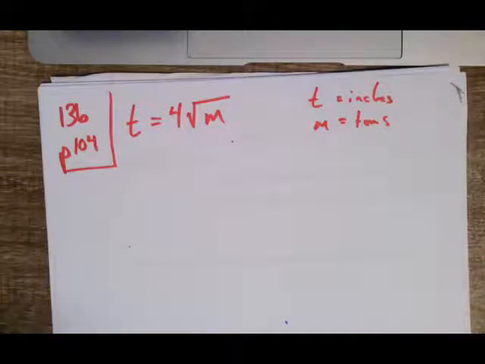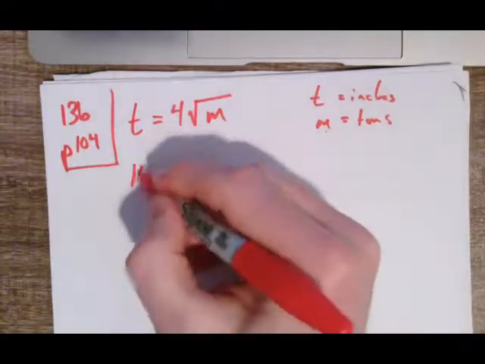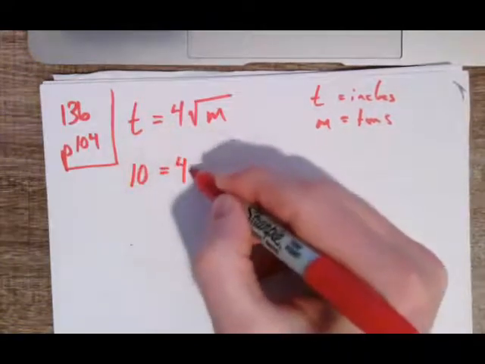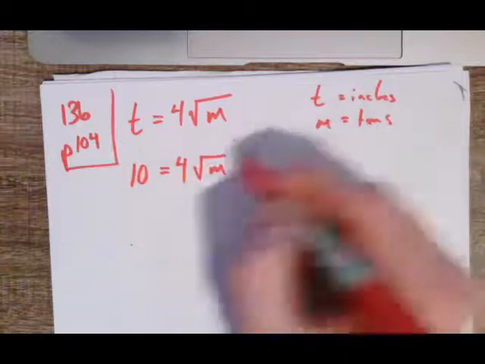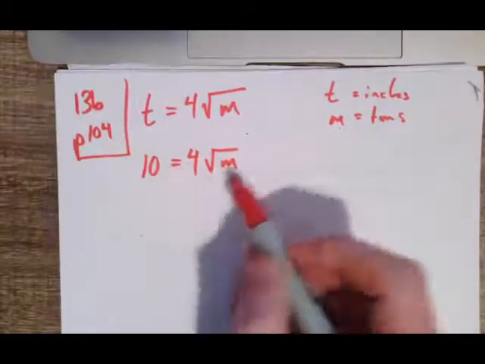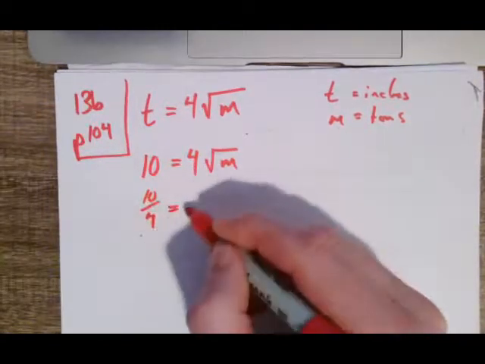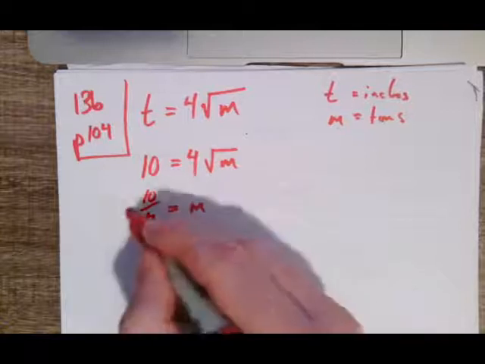Okay, so for part B, it says, what is the maximum mass for ice that is 10 inches thick? Okay, so we're putting the 10 in for the T. 10 equals 4 root M. We want to solve for M, so we're going to first isolate it. Divide both sides by 4. So 10/4 equals root M. And we can simplify that if we want right now.